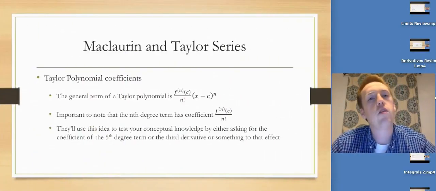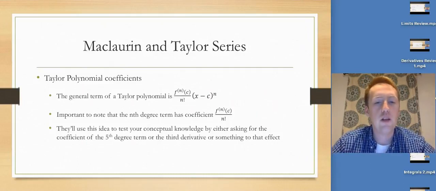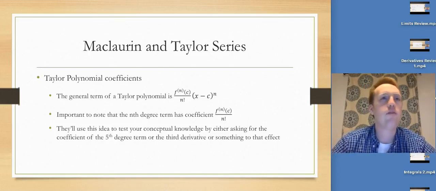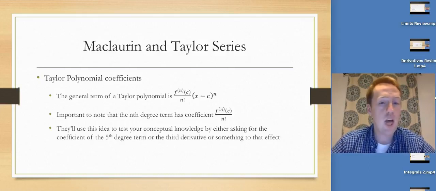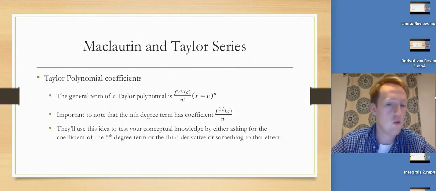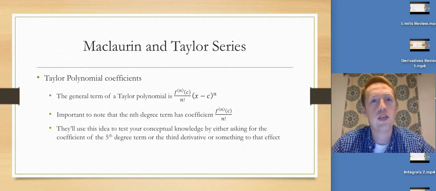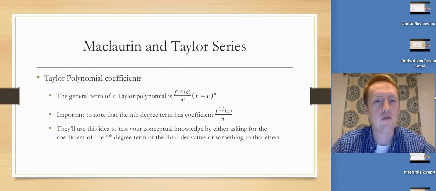Other thing, Taylor polynomial coefficients. The general term of a Taylor polynomial is that thing. The big deal being that the nth degree term has coefficient the nth derivative of f at c over n factorial. So if I want to find, say, the 4th derivative, I need to be looking for the 4th degree term. This comes up as a concept question quite often. Also, they may use the general term of a Taylor polynomial to get you to construct it by giving you f and f prime and f double prime values, things like that.